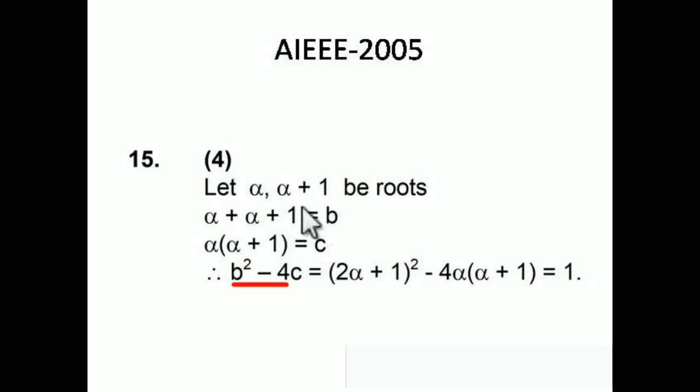Now b is 2 alpha plus 1, I write it down whole square, minus 4 times c, and c is alpha into alpha plus 1. And now I just simplify this equation. See, we know the formulas for alpha whole square and how to simplify this. Simplification is not a tough thing. The tough thing is to start solving sums. So don't be afraid and start solving. And we just get the answer 1.